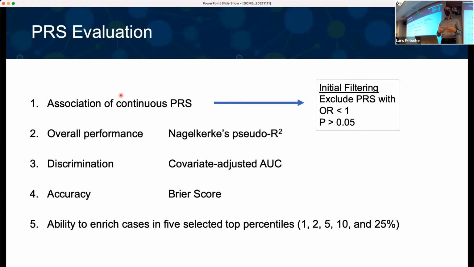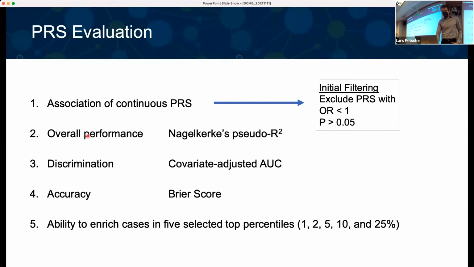So you end up with a PRS that is not associated at all. Maybe the sample size was not sufficient from the original discovery GWAS, maybe the sample size is not sufficient in our data set. And so we use this initial filter to make sure that we only analyze PRS that are positively associated with the trait of interest and at least nominally significant. And that directly, I think, cut the number of PRS in half.